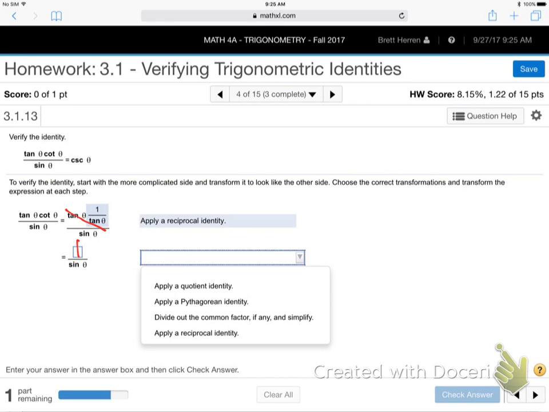Apply a quotient identity. I don't think so. Apply Pythagorean. No. Divide out the common factor. I guess that's what we're doing, right? Apply a reciprocal. Now, it's got to be the divide one, right? I guess that's such a fancy way to say that. You cancel. Can't they just say cancel? But anyway, I think that's what they're talking about. And it just does that. All right.